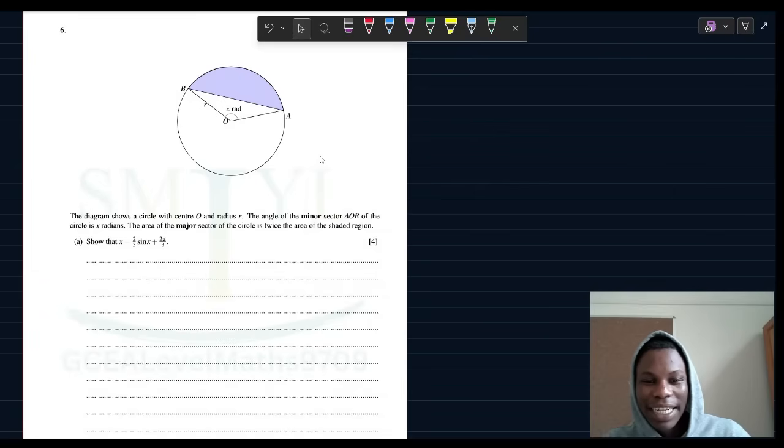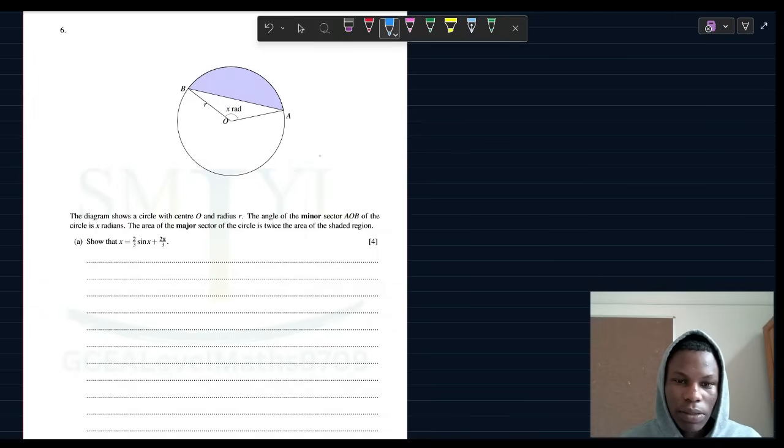Number 6. The diagram shows a circle with center O and radius r. The angle of the minor sector AOB of the circle is x radians. The area of the major sector of the circle is twice the area of the shaded region. Part A. Show that x = (2/3) sin x + 2π/3. Okay. Let's digest what they've told us here.